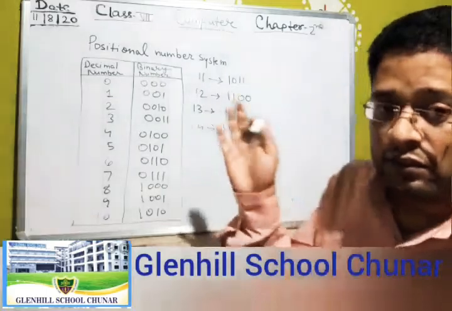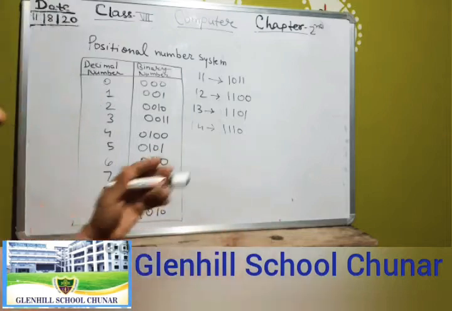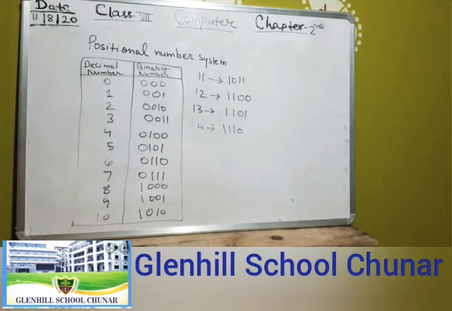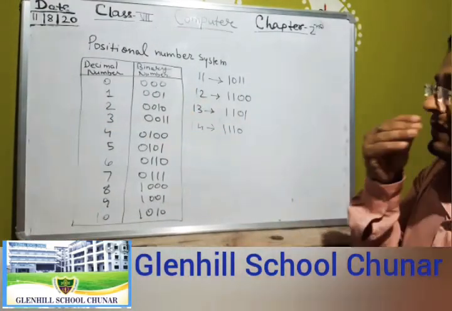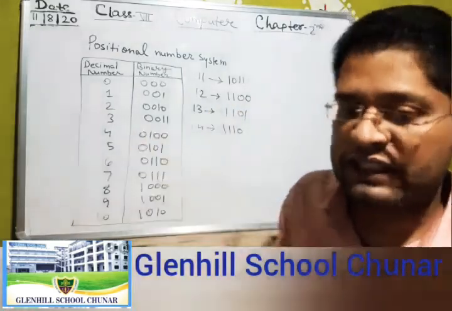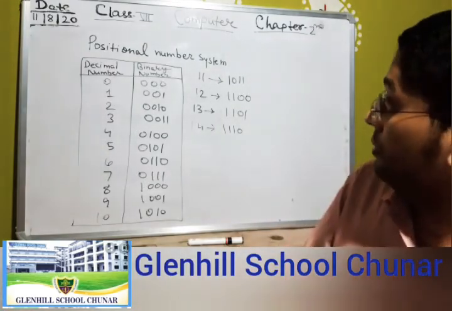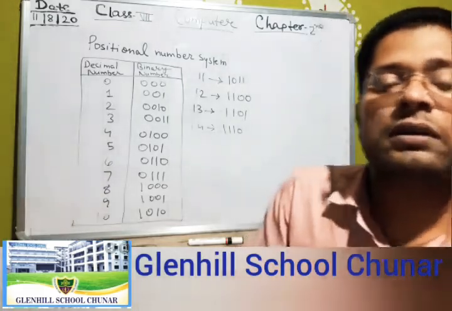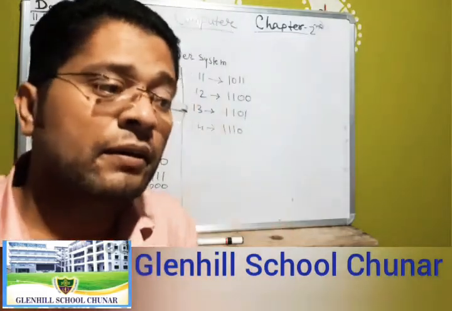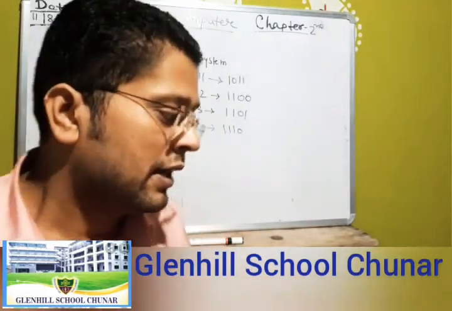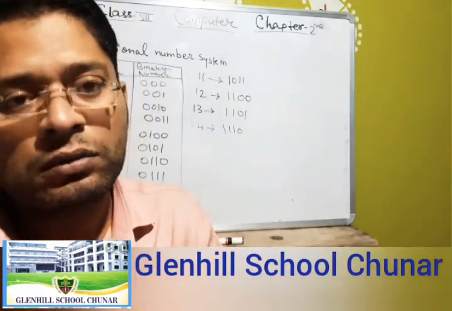So this is a table of some decimal numbers and binary numbers. Okay, students, please learn the decimal numbers and the binary value of each decimal number. In the next class we will read about octal numbers and hexadecimal. So please try converting binary numbers to decimal numbers, and take any decimal number and convert it into a binary number.